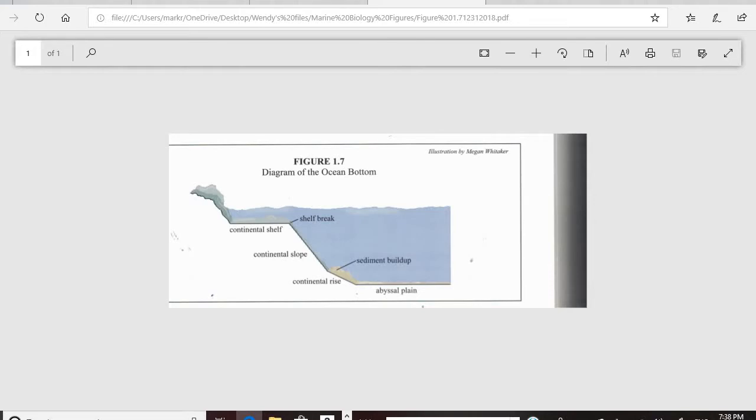Then you have the continental slope, which is a much deeper slope that occurs here. And then the continental rise, where you get this buildup of sediment, and you can actually get a slight rise in the ocean's bottom. And then you have the abyssal plain, which is anything deeper than 10,000 feet, and you can see that it's flat.